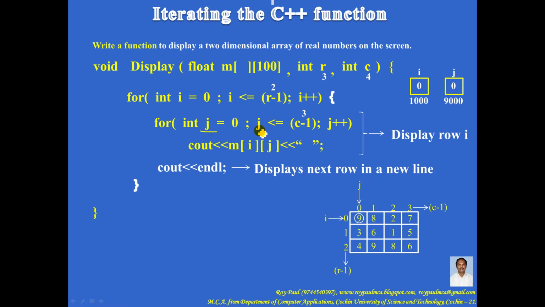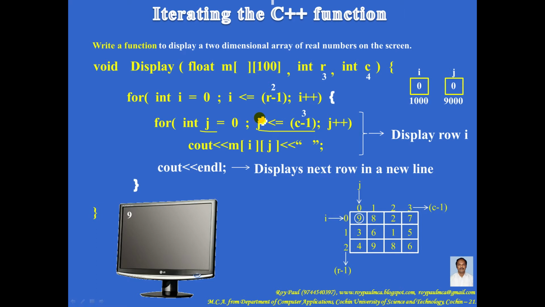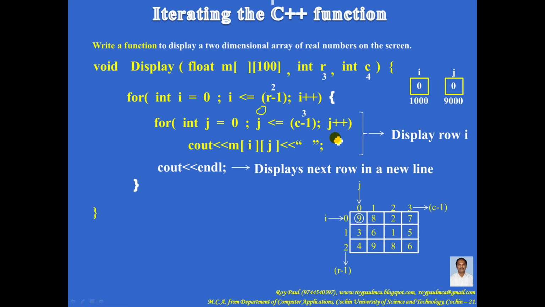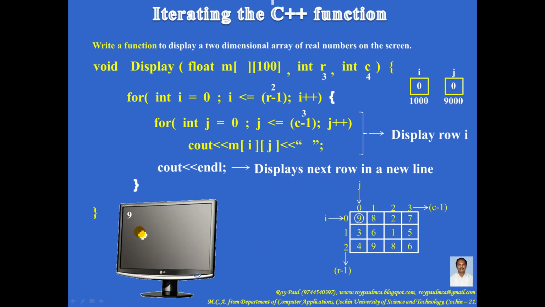Now after this, condition check, 0 less than or equal to 3, j is 0. So 0 less than or equal to 3, condition true, it comes inside. cout output operator M of i j. Here what is i? 0. What is j? 0. So this is M of 0, 0. And what is M of 0, 0? 9. So in the computer's monitor you get 9. And because of this space, a space comes.